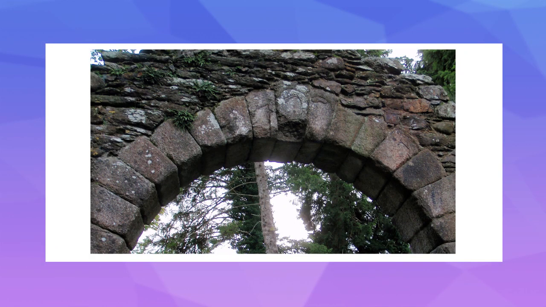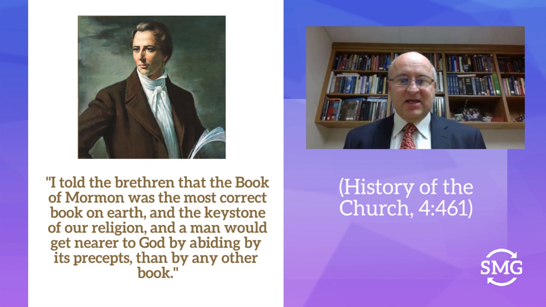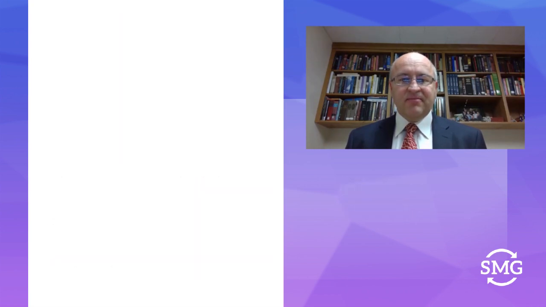One thing that is a quote by Joseph Smith that I hope is always shared in every lesson, in every family, is the principle of what a keystone is. Now, keystone is, put my little cursor there, that center stone of an arch. It distributes the weight of the arch to the left and the right-hand side so the arches stand. Prophet Joseph Smith said, "I told the brethren that the Book of Mormon was the most correct book of any book on earth, the keystone of our religion, and a man would get nearer to God by abiding by its precepts than by any other book."